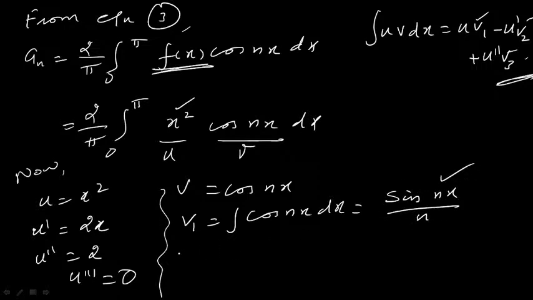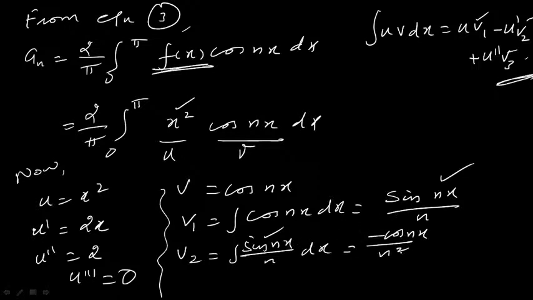Next, again you have to integrate this. That is, v2 is nothing but the integral of sin nx divided by n dx. Here 1 by n is a constant, so keep it as a constant. Integrating sin nx, you get minus cos nx divided by n. Already you have 1 n in the denominator, so that is n square.